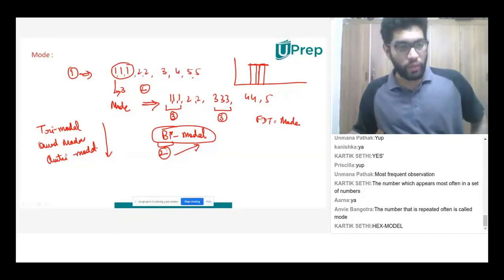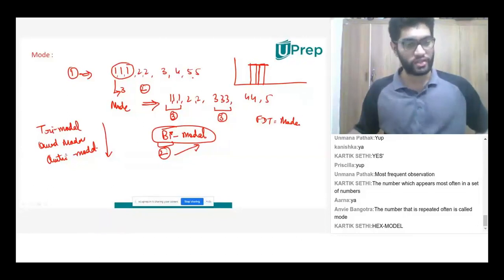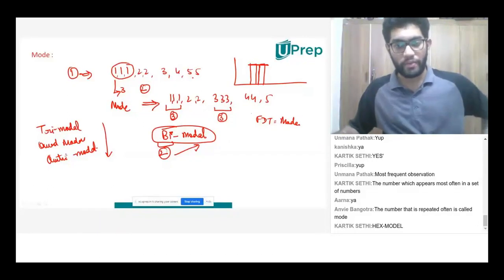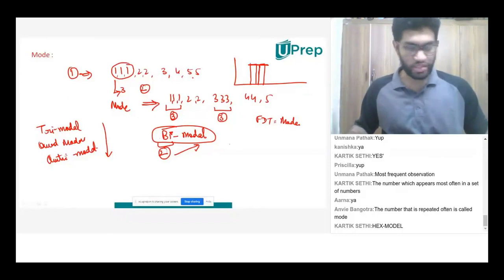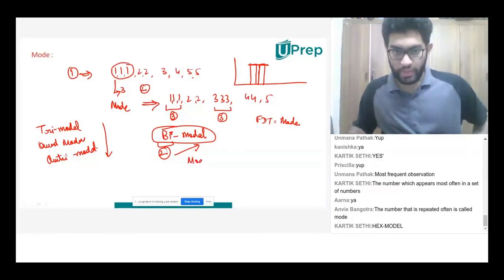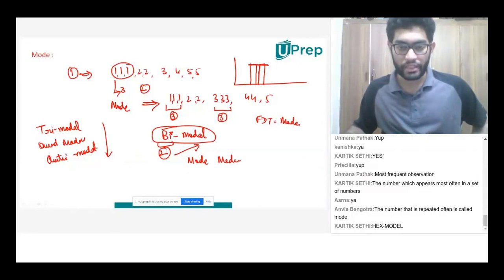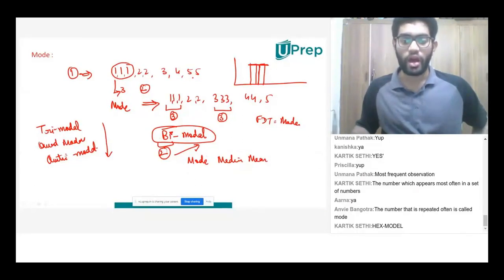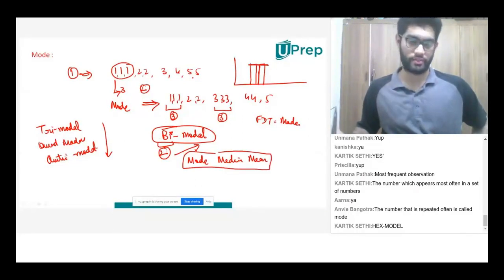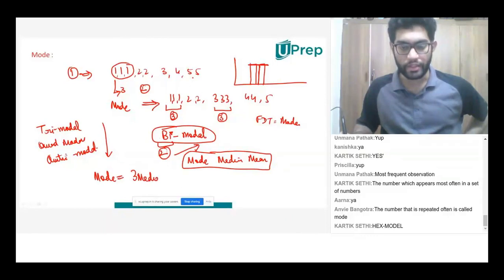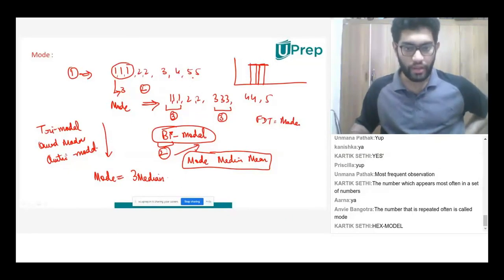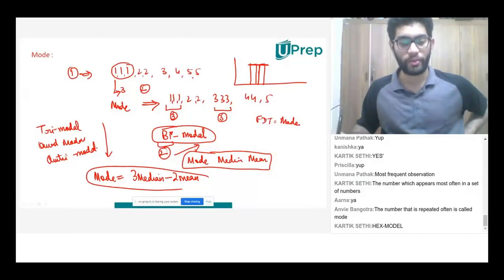Now, there is one relationship that we have to understand before we start solving problems. What is the relationship? The relationship is between mode, median, and mean. How are these three related? It says mode is equal to 3 into median minus 2 into mean. This is very important. Why?